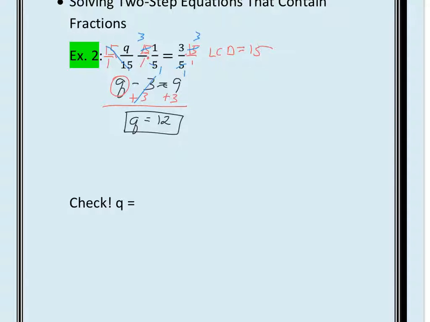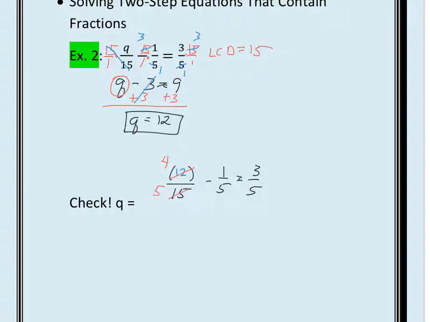So let's check. Let's take the original problem, parentheses divided by 15, minus 1/5 equals 3/5. We're going to replace our q with what we found out the q would be, which would be 12/15. Since 12/15 and 1/5 do not have a common denominator, we cannot subtract them right now. However, this fraction can be reduced. Both 12 and 15 are divisible by 3. 12 divided by 3 is 4, and 15 divided by 3 is 5.